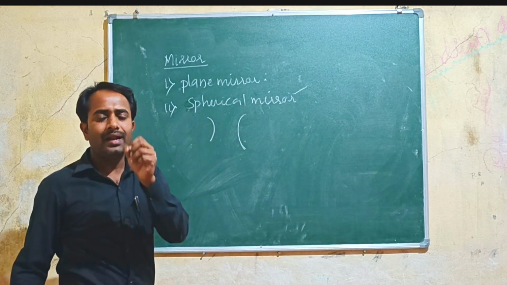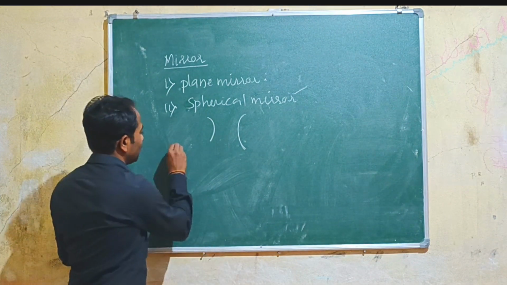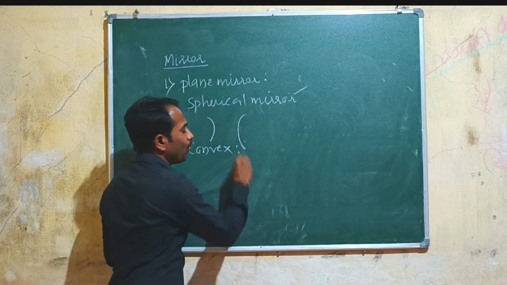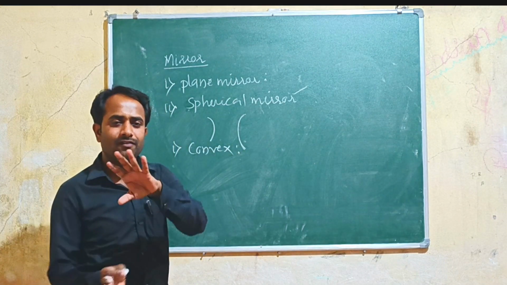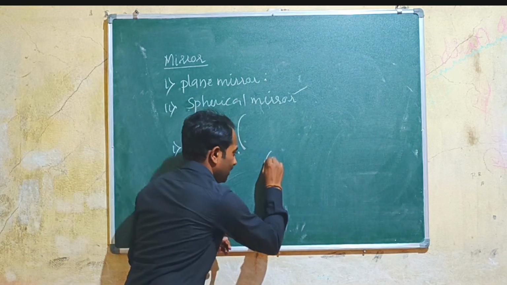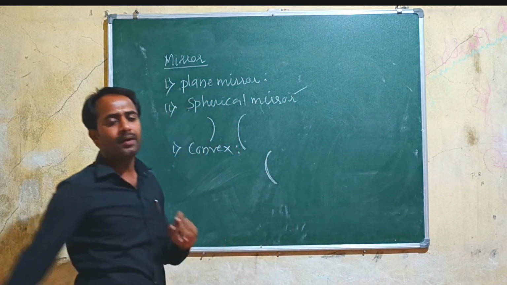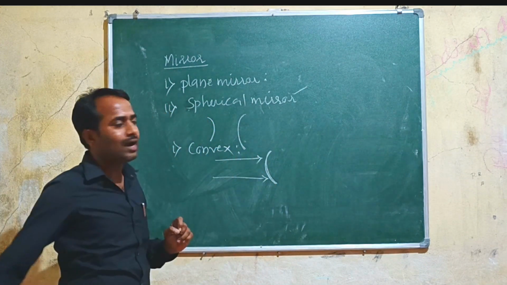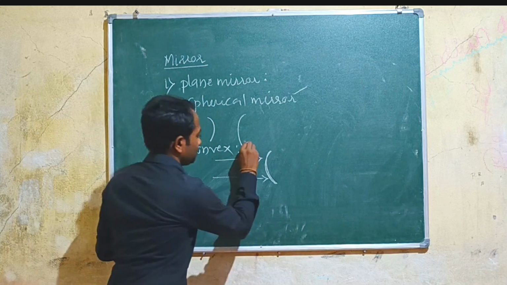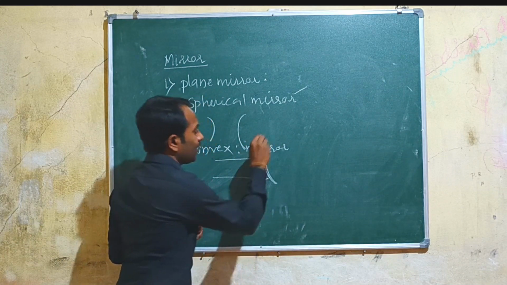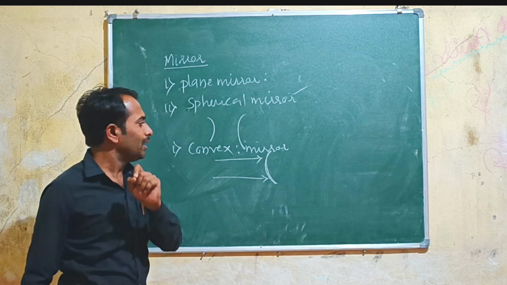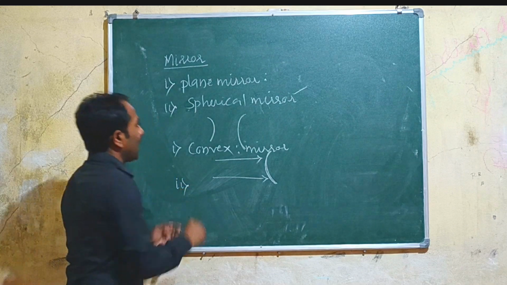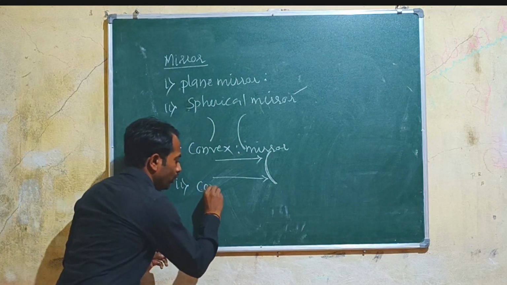Spherical mirrors are again divided into two types. First one is the convex mirror. In the convex mirror, the reflecting surface is curved outwards like this. If the reflecting surface of the mirror is curved outwards, such mirrors are called convex mirrors. Convex mirror is also called the diverging mirror.